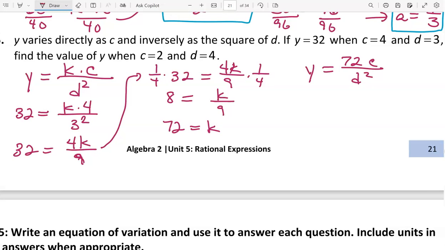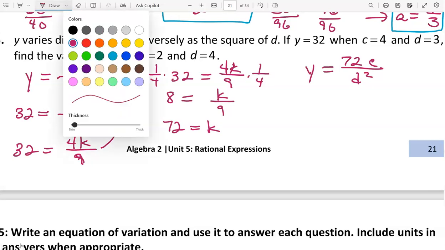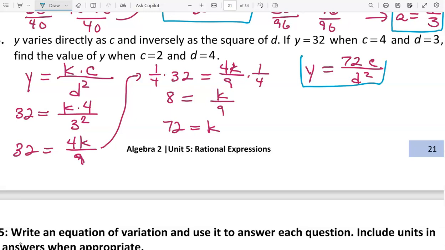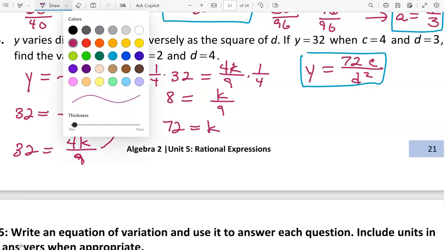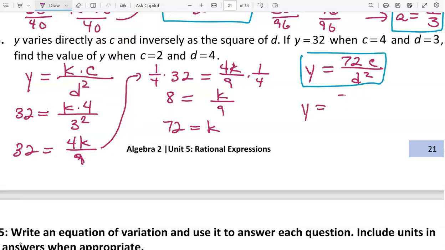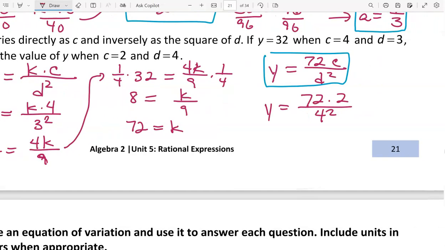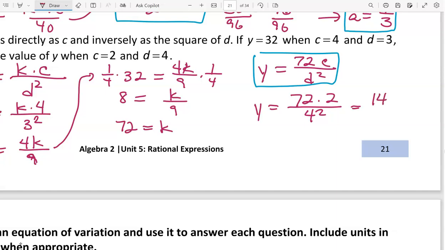We're asked to find the value of y when c is equal to 2 and d is 4. So I can replace c with 2 and d with 4, and that's going to give us 144 divided by 16, which is equal to 9.